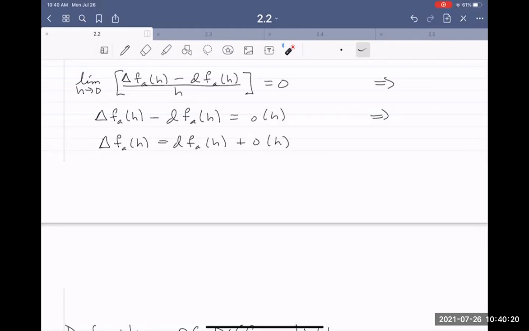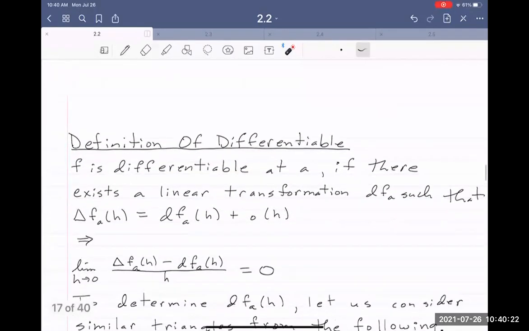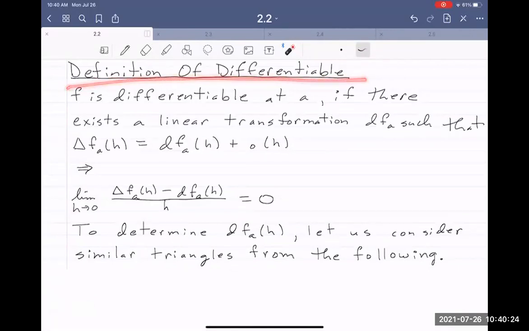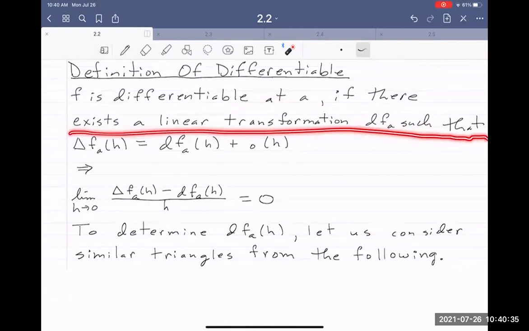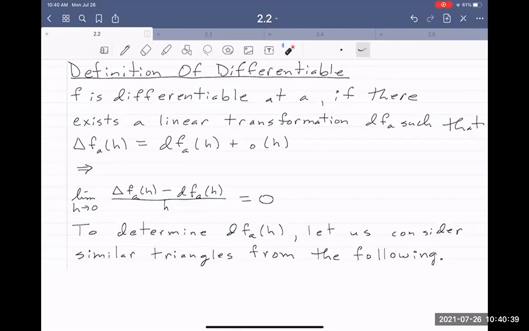So, definition of the derivative. f is differentiable at a if there exists a linear transformation d f sub a such that delta f sub a at h is equal to d f sub a at h plus little o of h.